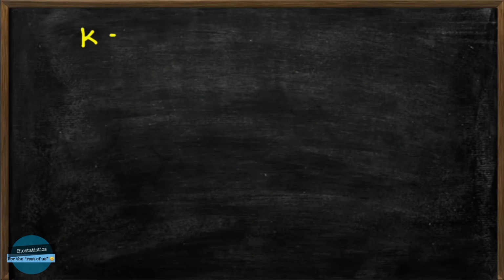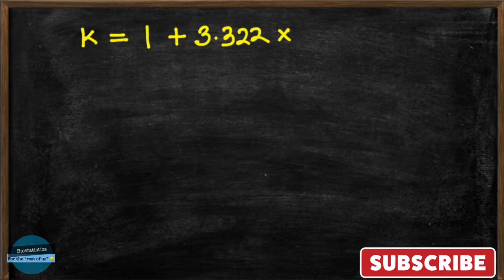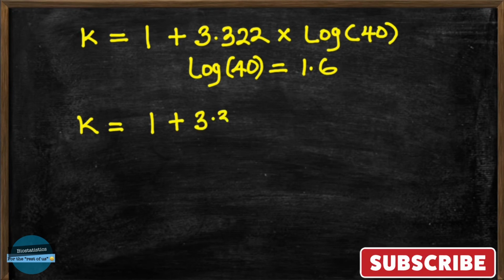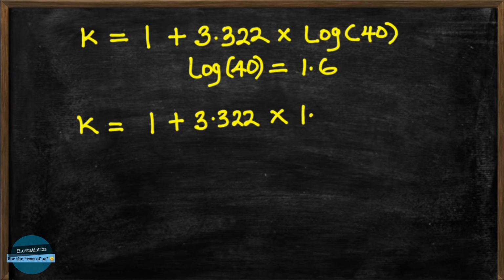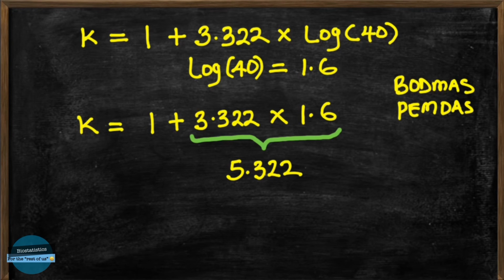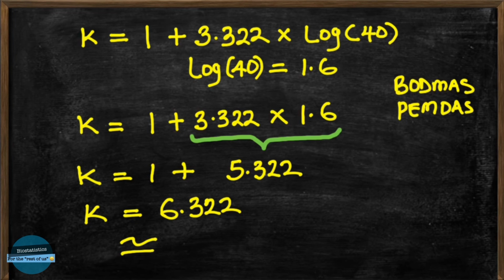K is equal to 1 plus 3.322 multiplied by the log of 40. So just whip out your calculator. Log of 40 is 1.6. So putting that back into the formula, K will be equal to 1 plus 3.322 times 1.6. Now remember your BODMAS or PEMDAS, right? Multiplication first before addition. So we'll say 3.322 multiplied by 1.6, and this will give us 5.322. Thus K will be equal to 1 plus 5.322, and K will be equal to 6.322. We will then round to the nearest whole number, and finally we'll have 6 groups or 6 classes.